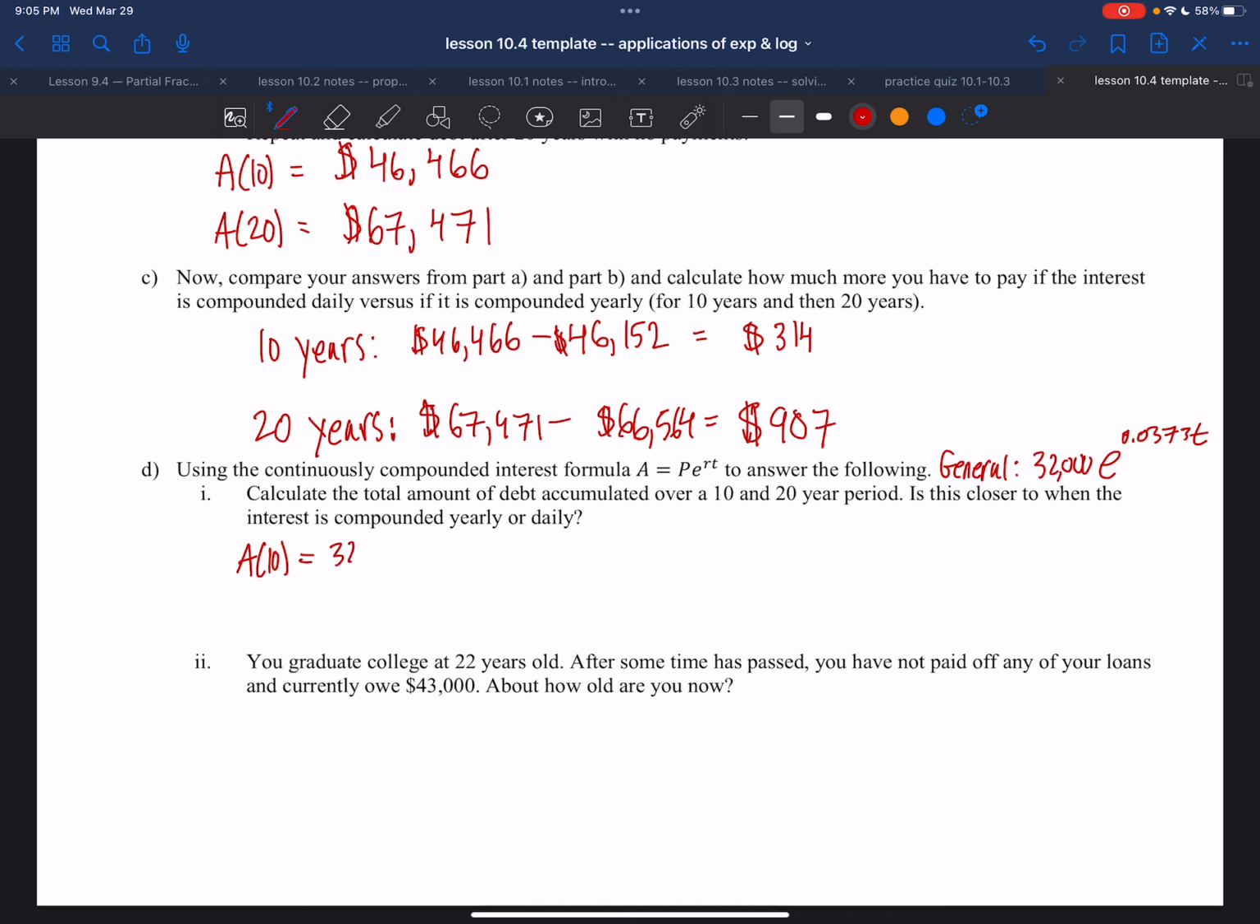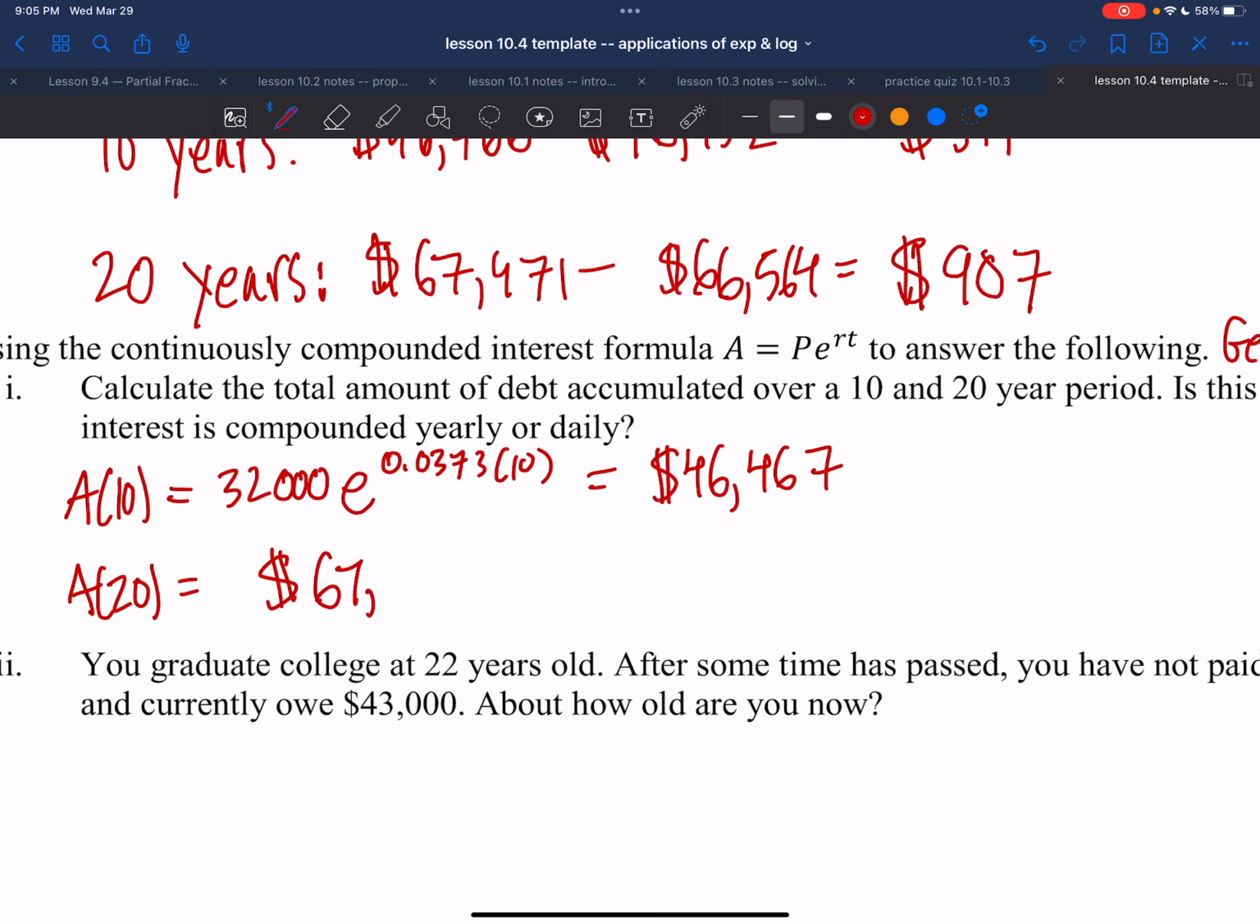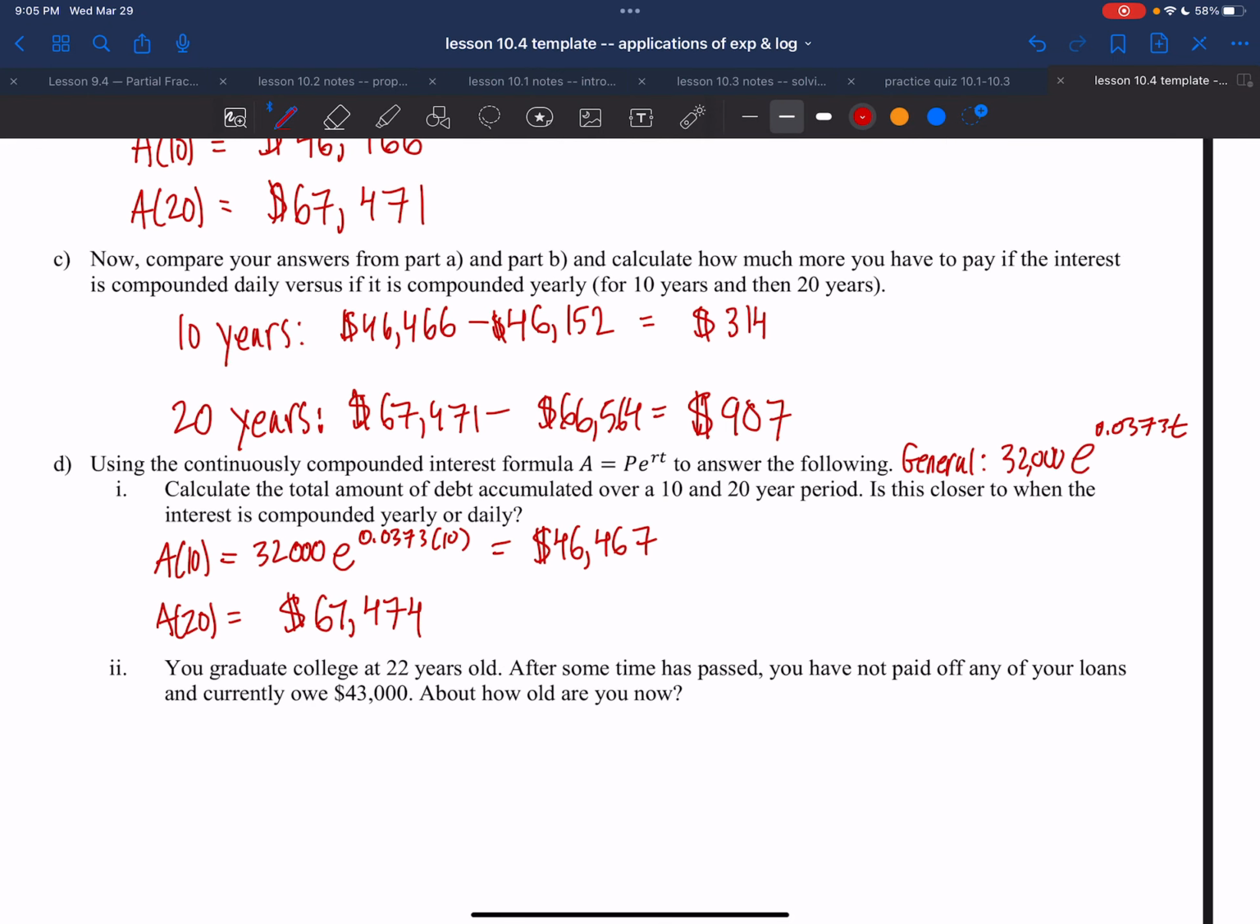So let's find A of 10. You see that's 32,000 times e to the 0.0373 times 10. That's exactly what that is. I've already run that calculation. I sound like a nerd when I say that, right? Yeah, I've already run that calculation, actually. And so there's that. And then A of 20 equals about 67,474. Okay? And there it is.